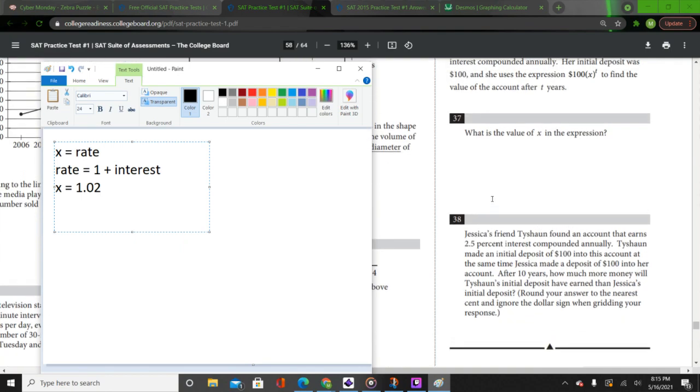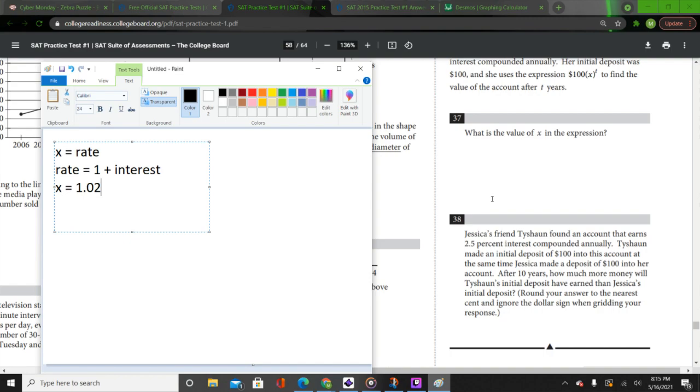Jessica's friend Tyshawn found an account that earns 2.5% interest compounded annually. Sorry, Tyshawn made an initial deposit of $100 into his account. At the same time, Jessica made a deposit of $100 into her account. After 10 years, how much more money will Tyshawn's initial deposit have earned than Jessica's?